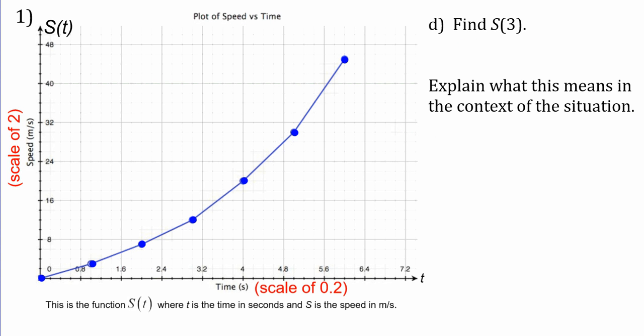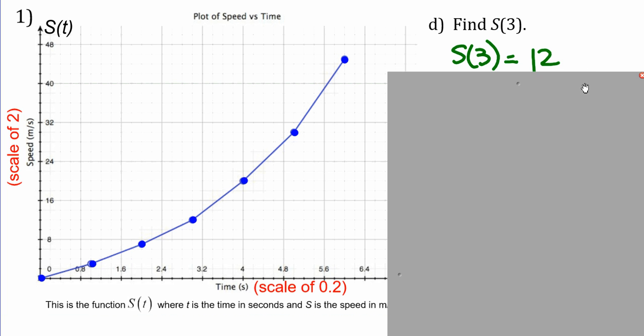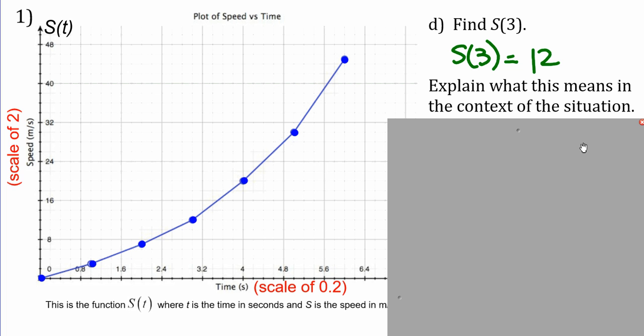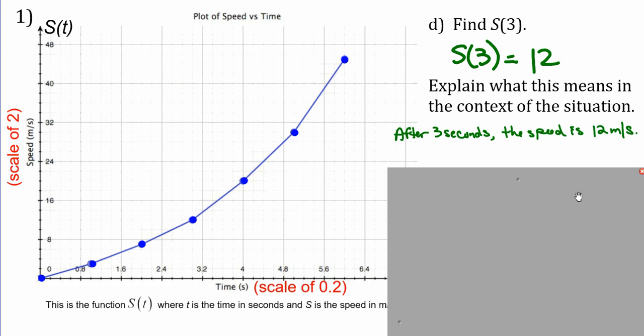Find S of 3 and explain its meaning. So what is this telling us? S of 3. 3 is the input value, so 3 seconds. So if we find 3 seconds, which would be here, let's go to the input. What output do we get? Again, scale of 2, that would be at 12. So S of 3 is equal to 12. What's its meaning? Well, at 3 seconds, the speed is 12 meters per second.